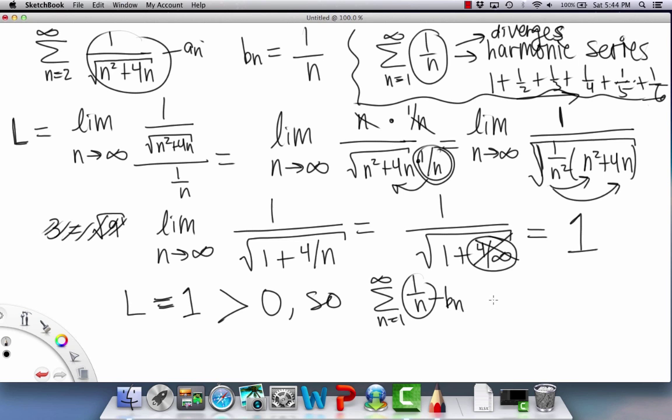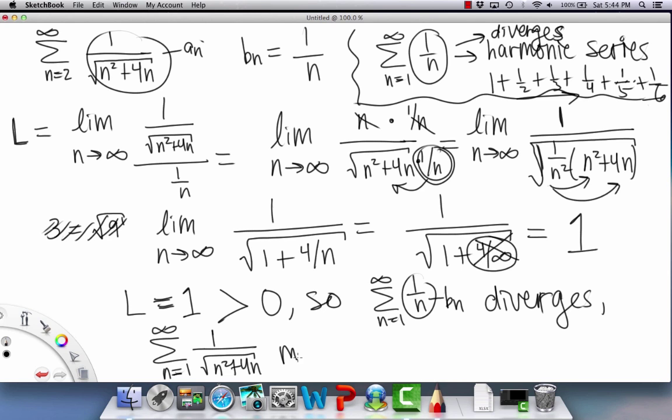diverges, and according to this, L is greater than 0, then a sub n must do whatever the other one does. So we conclude that the infinite series of a sub n, so 1 over the square root of n squared plus 4n, must diverge as well.